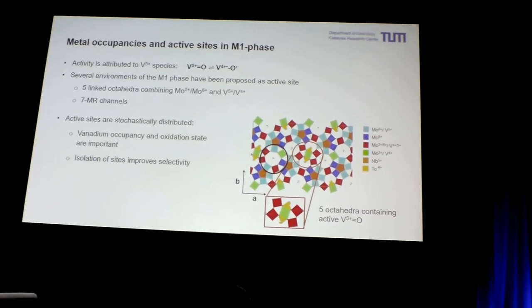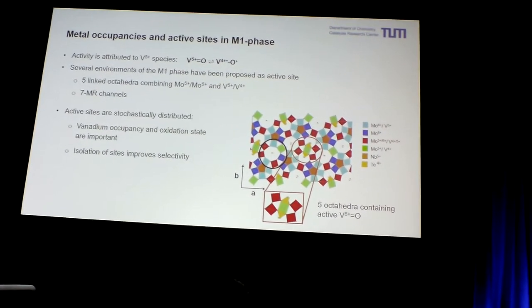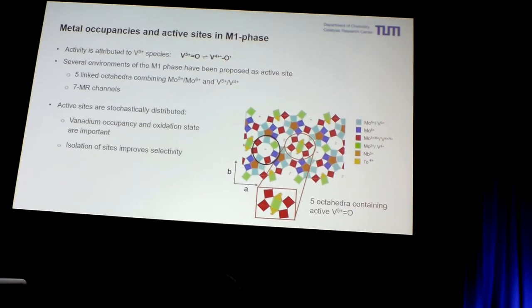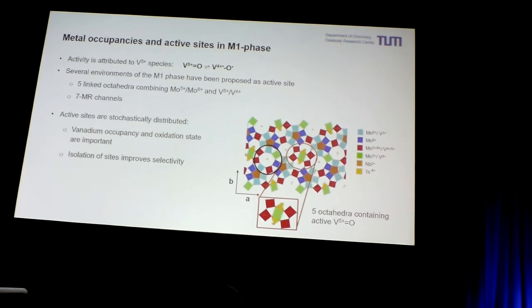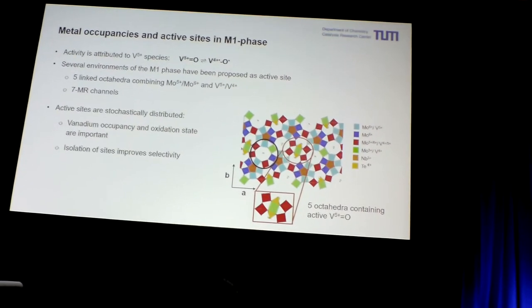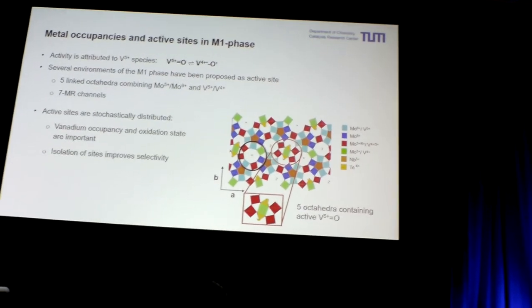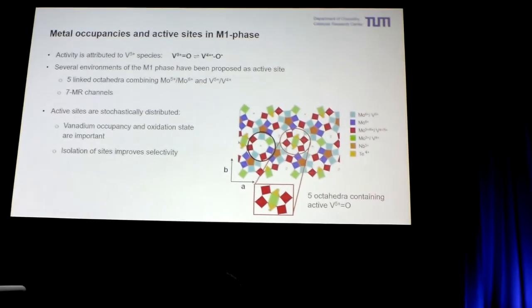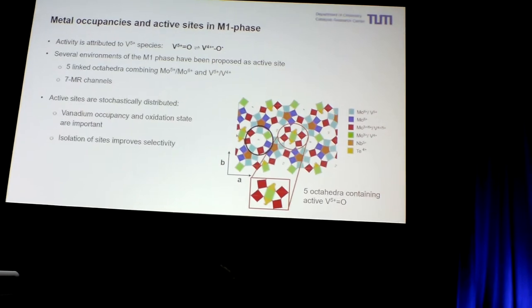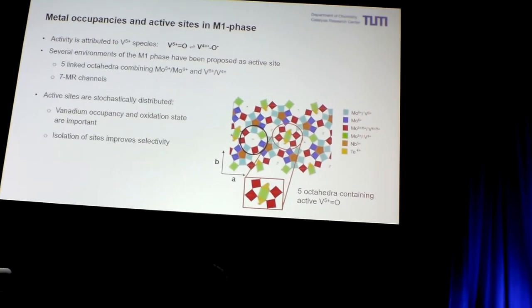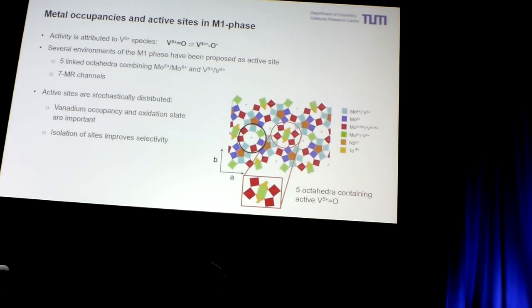The active site will nevertheless be stochastically distributed. So we have meta positions in which we might potentially have active sites, but of course it will depend on a combination of molybdenum and vanadium and oxidation states; the occupancy is important. We probably have to separate the active sites in order to preserve the selectivity.